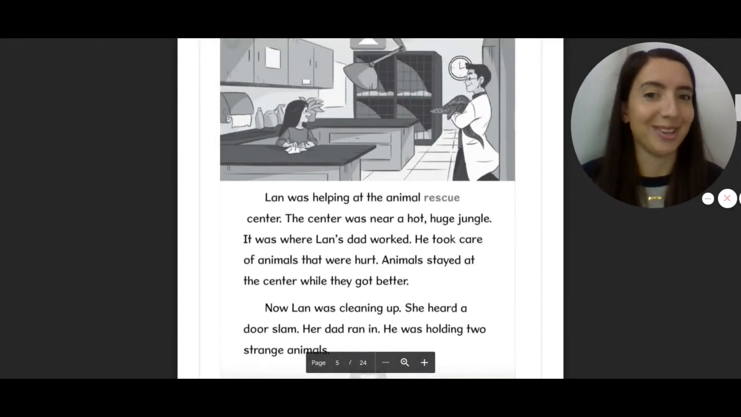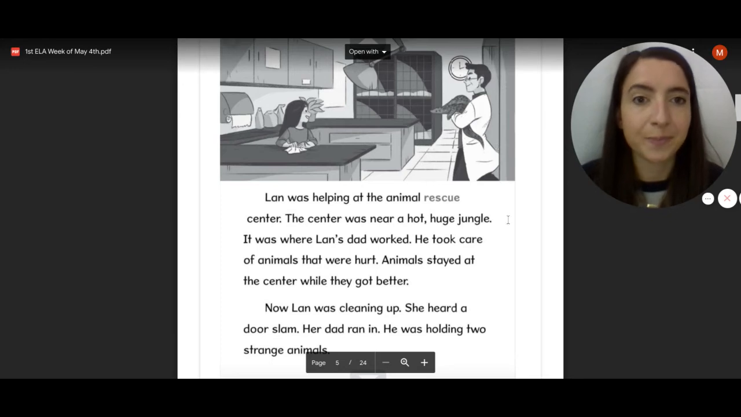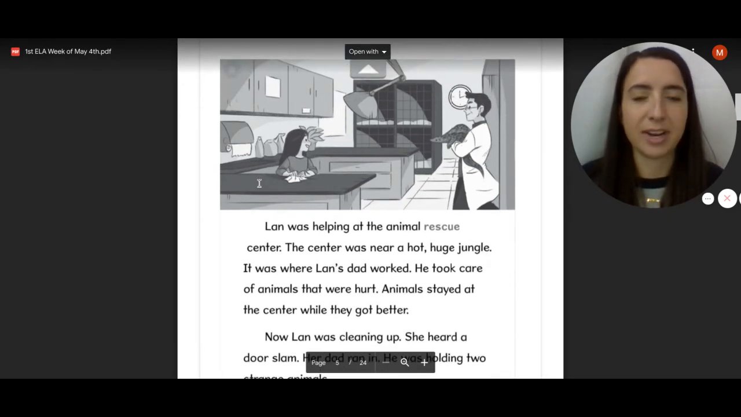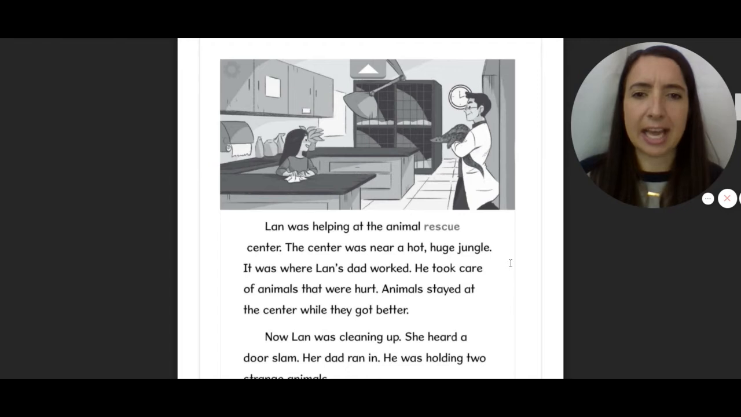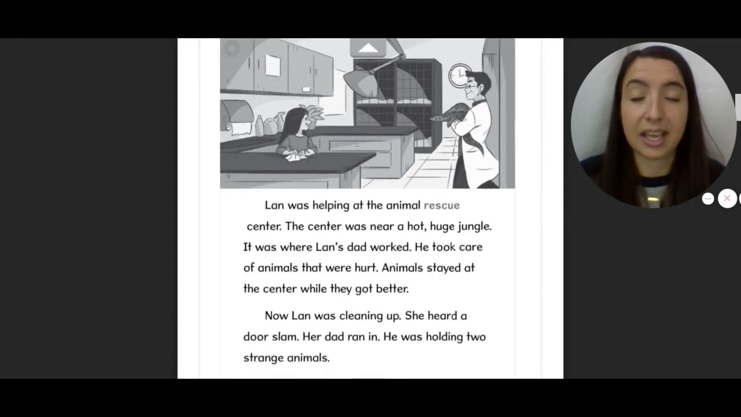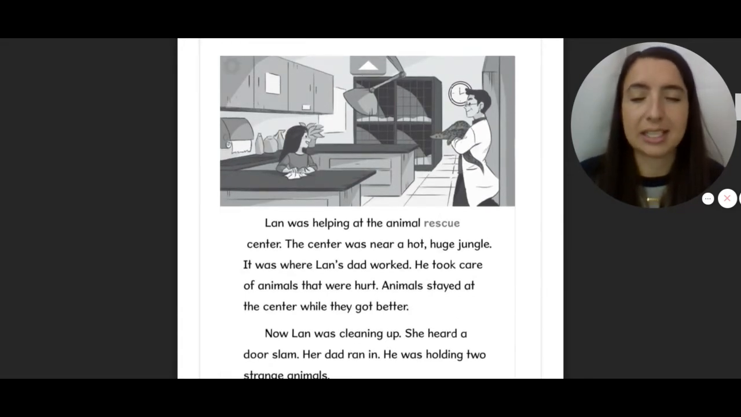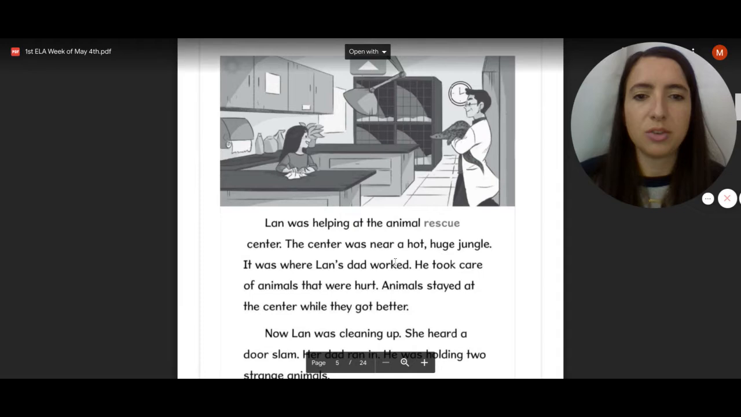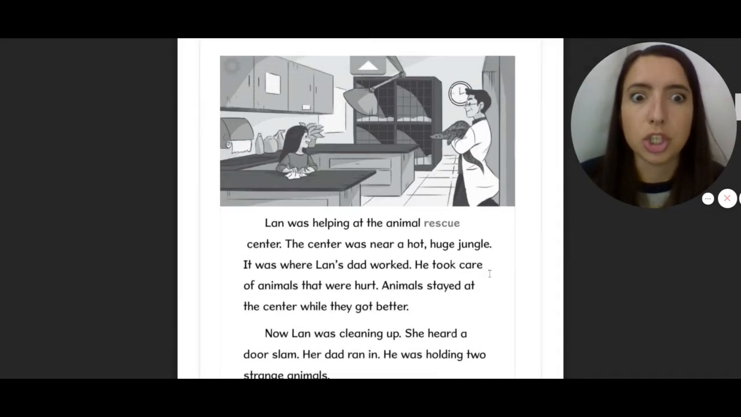What kind of animals do you think they're going to be? Let's look at the picture. I bet we'll find out. Now think, what is the setting? Where and when is this story happening? Where is it happening? Right now, this story is at the Animal Rescue Center. That's the setting. And we know that the Animal Rescue Center is near a hot, huge jungle.